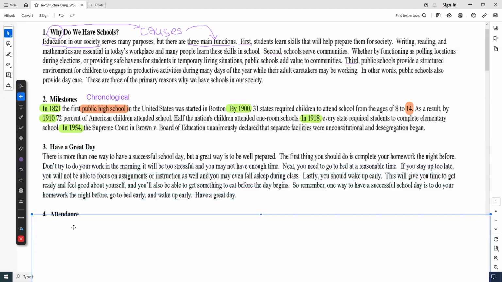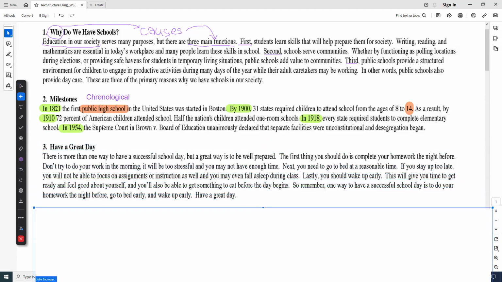All right, let's look at number 3. Okay. So number 3's title, not very helpful. Have a great day. I mean, it's a nice thought. Excuse me. Yes, Rain. Okay, why do you think it's a sequence?